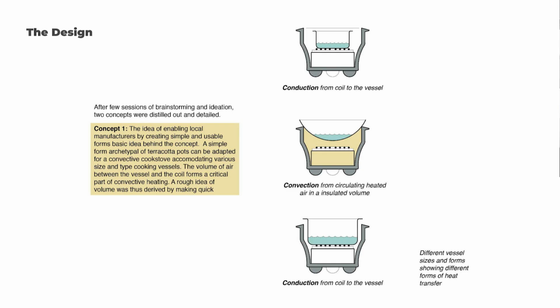So this is the first concept which we made. It's a basic pot, the gamla, which is available in the market. We took this form as a starting form and put our coil inside it. You can use it for conduction cooking, where you just keep the vessel above the coil. And if the vessel is big, it can sit around the rim of the pot, and the internal volume is insulated and closed, so convection heating can also happen, or you can just keep it directly above the coil.